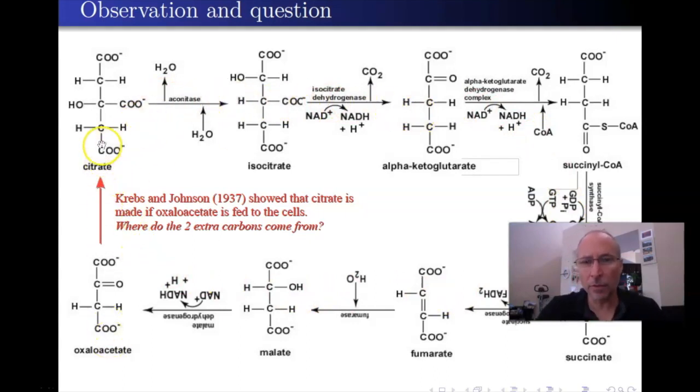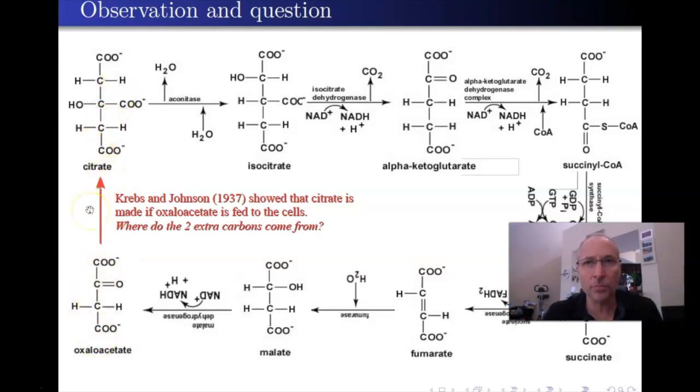Because then, if you made citrate, isocitrate, and all these other things, you just make the oxaloacetate, which could then make the citrate again. But the question was this. Notice citrate has 6 carbons. 1, 2, 3, 4, 5, 6. But oxaloacetate only has 4. 1, 2, 3, 4. So the question then became, where did those extra 2 carbons come from?